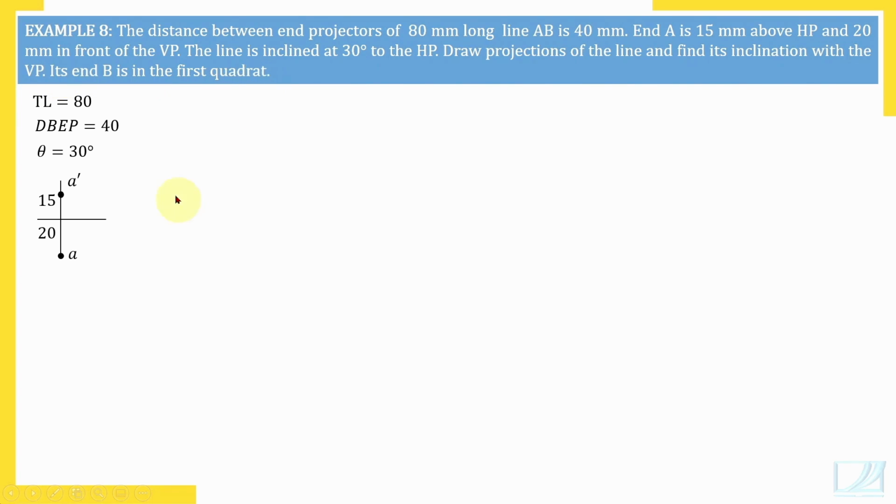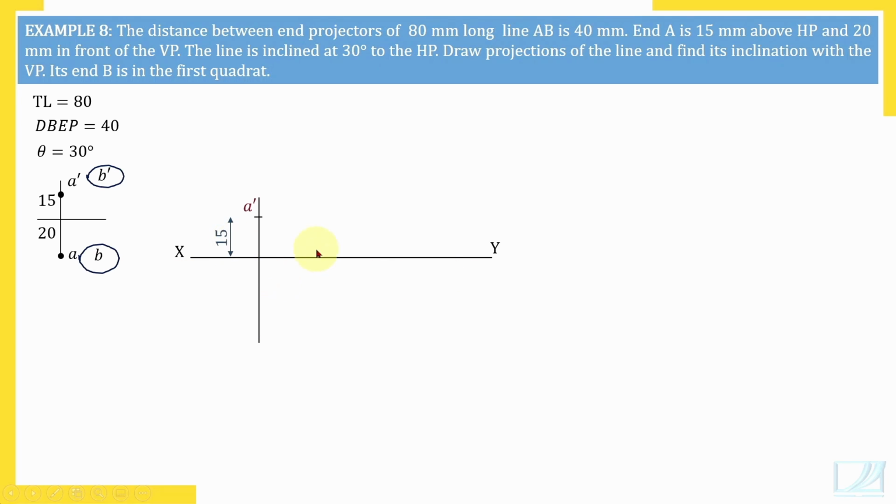End B is in the first quadrant. First quadrant means front view above, top view below, so you are going to take care of the position of the other end. Here it is the XY line. Draw the projector of end A, leaving some space for dimensioning. It should be exactly at 90 degrees to the XY line.